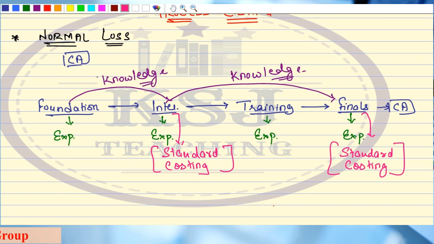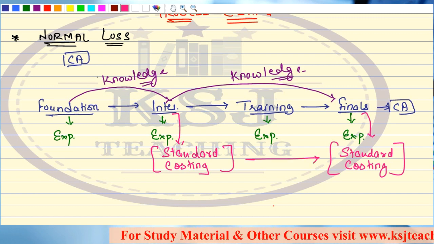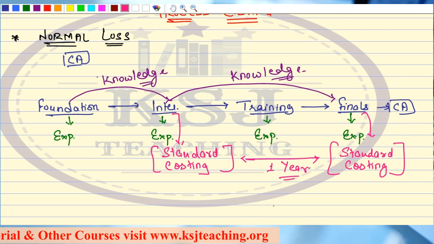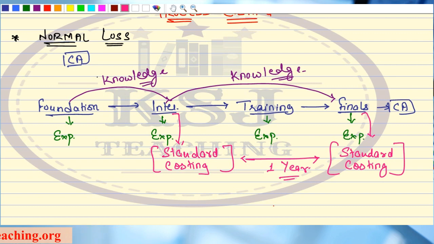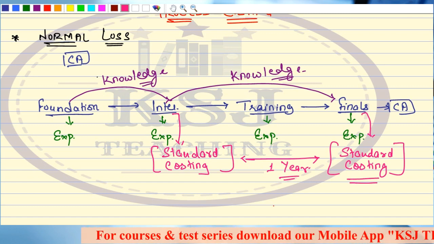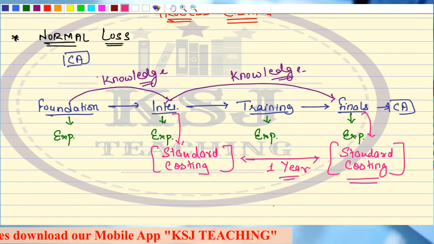Sir, you are studying this standard. You studied it at the inter level. After that, you are studying the final level after a gap of, say, 1 year. After a gap of 1 year, you are again studying standard costing in the CA final. Now, there is every possibility that whatever you studied in standard costing, you do not remember each and everything exactly after 1 year. Is it possible, sir?